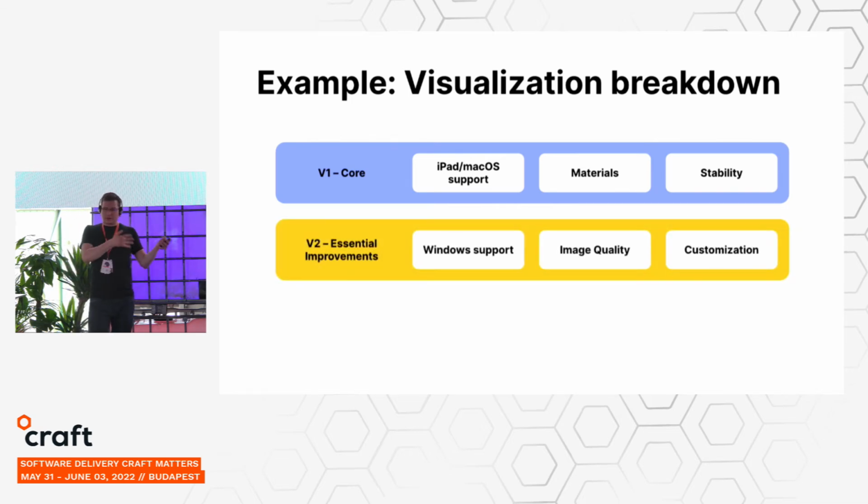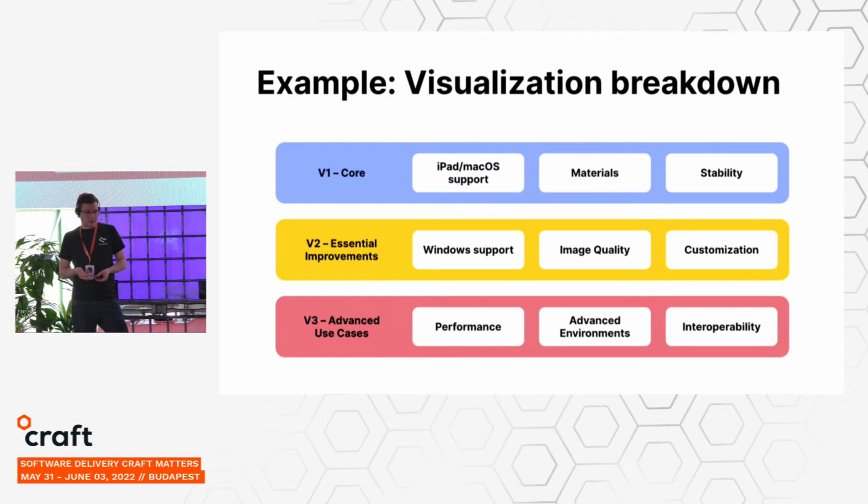Then, for the second iteration of the feature, we decided to add the Windows support, focus on image quality, and customization. And why did we do this? Because Windows support has the smallest user impact. Image quality is an incremental feature, and customization is something we can figure out while we are building the feature.